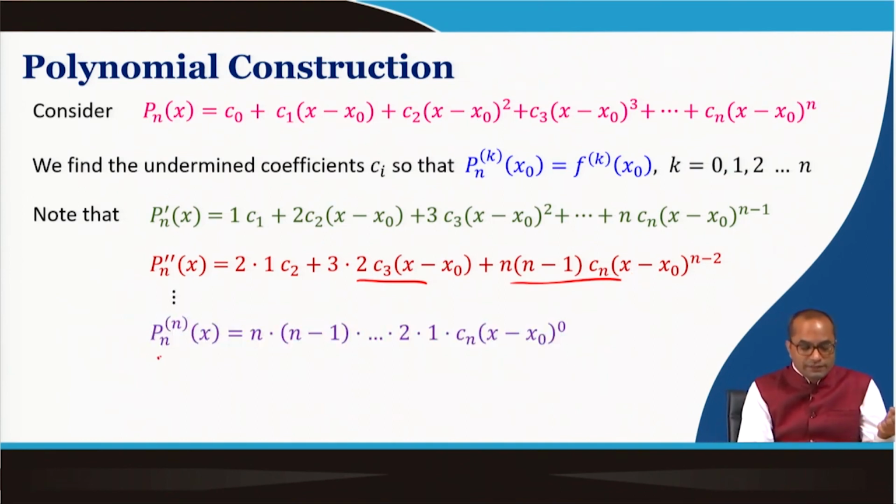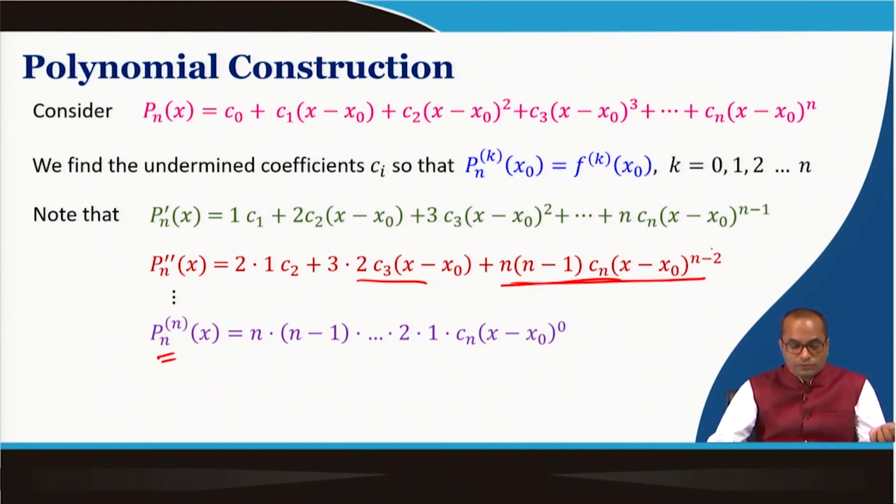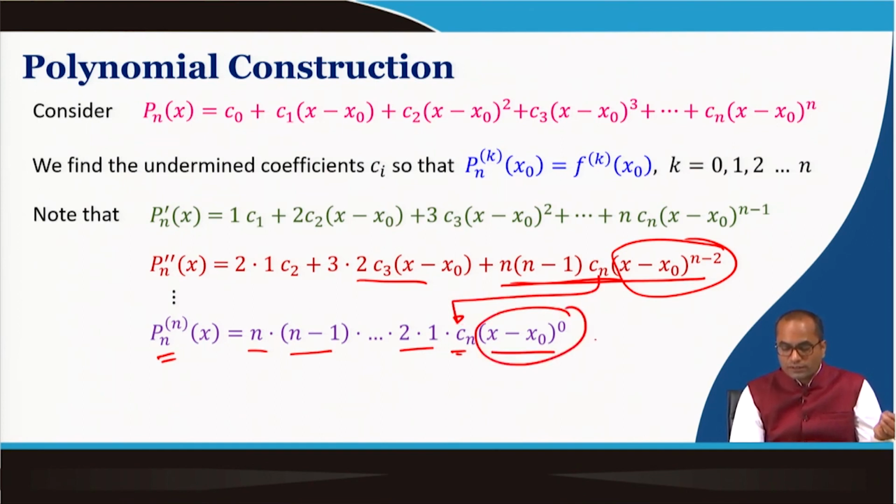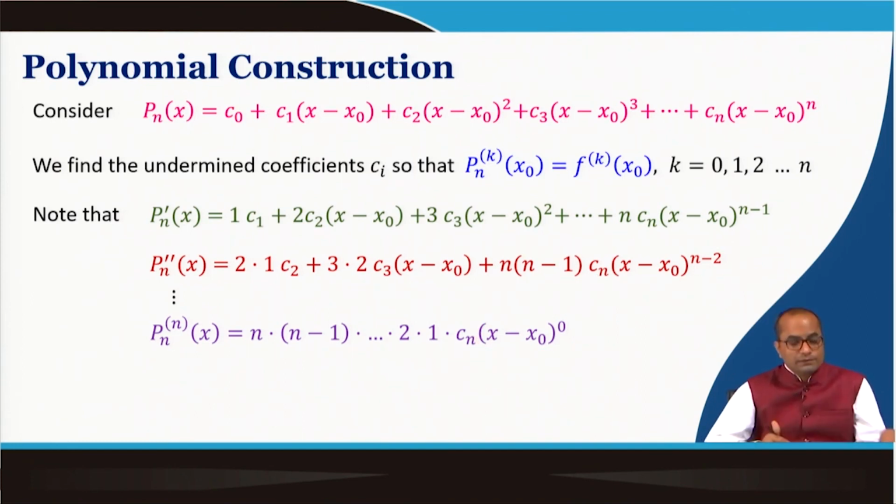So the nth order derivative, if we continue, we will have only the last term. All other terms will vanish, and there also will be no x term because it was an nth order polynomial, and then we are taking this nth derivative. So we will get just the constants there: n, n minus 1 and so on, 2 into 1, and then cn will be there, and this x minus x naught power 0, so this is 1. So we will not get any term of x in the nth order derivative of this polynomial.